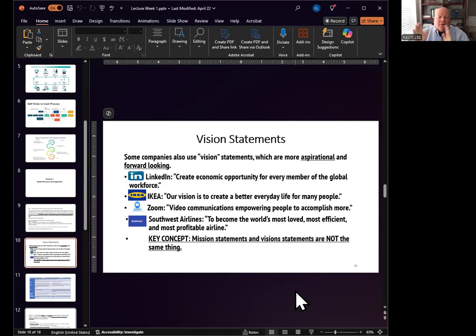Now, different from that is a vision statement. To see on the bottom, vision statements and mission statements are not the same. Vision is more aspirational. You've already talked about a mission statement, who we are. Now you're going to jump over to a vision statement. Where are we going? What do we want to do? They're aspirational, if you will. So you see, IKEA: create better everyday life for many people. Southwest: become the world's most loved, most efficient, most profitable airline. So it's more, I hate to say this, but touchy-feely, if you will.